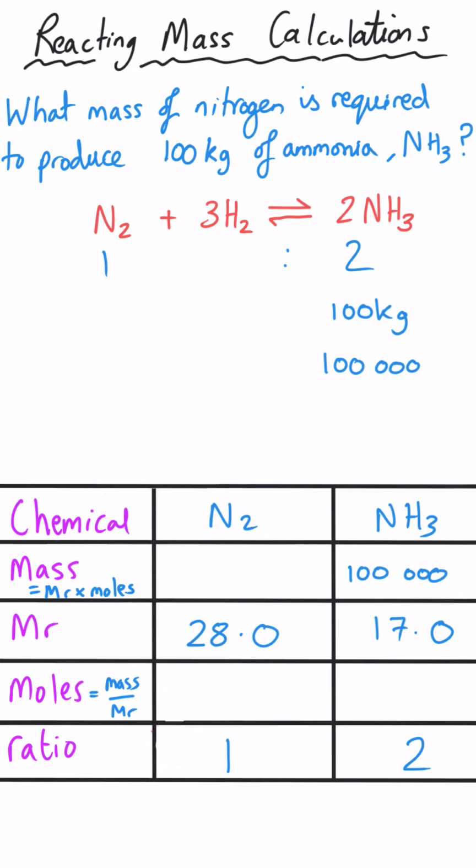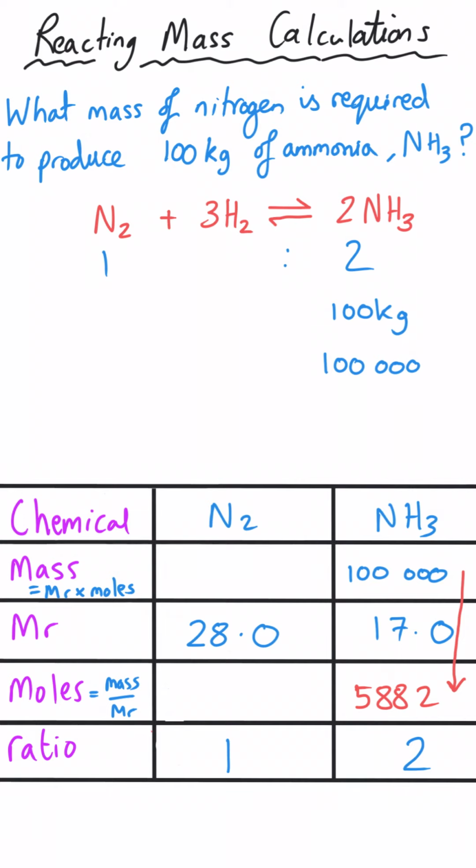And so we've then got our grid nearly populated, and what we need to do for our first step is to go down this right hand column to work out the one missing value that we don't have, and so that is moles. And so we have to take our 100,000 and divide it by 17, and we get 5,882 moles of ammonia.